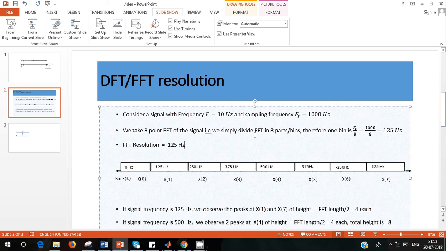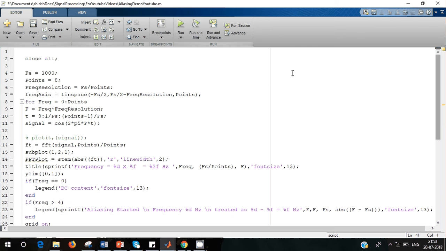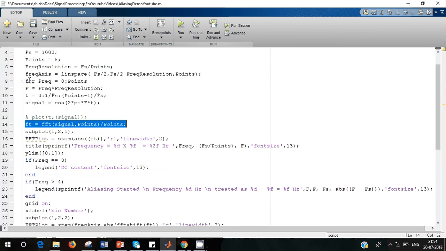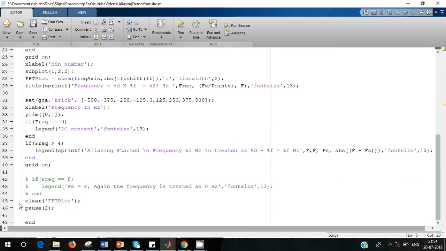Okay, so let us see this simple code written for that. Just as a syntax, as I told you, the Fs is 1000, the sampling frequency. We're taking the 8-point FFT of the signal. Then we plot the signal. This is the cosine signal we are plotting. Then we are taking the FFT of the signal. So simply, if I am using a for loop, we will gradually generate a signal. For example, first we'll generate a 0 Hertz signal.